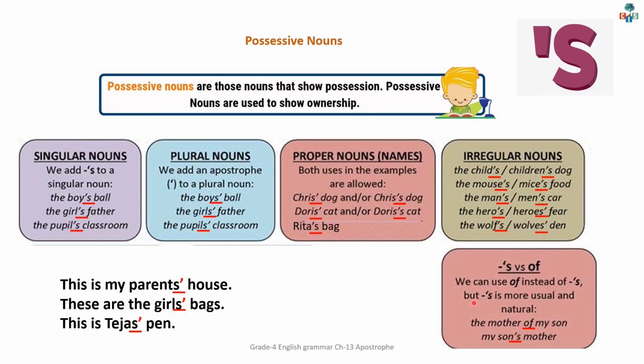Now, we can use of instead of apostrophe mark followed by an S. See the example, children. The mother of my son. Instead of the word of, we can use apostrophe mark followed by an S. My son's mother. Okay.